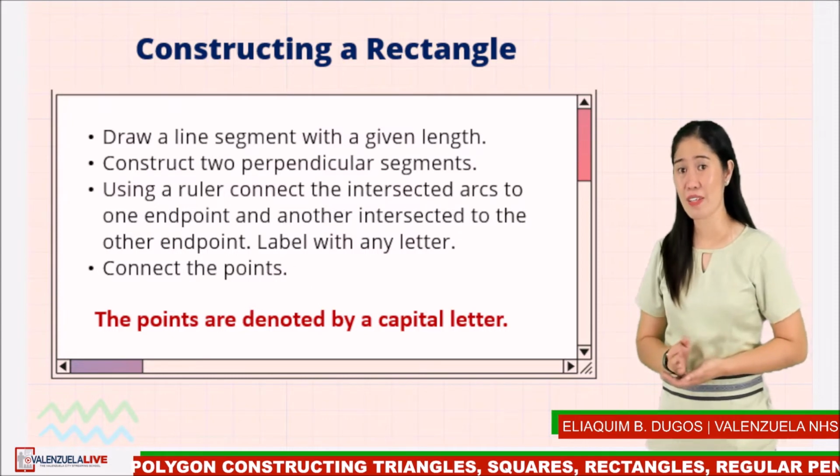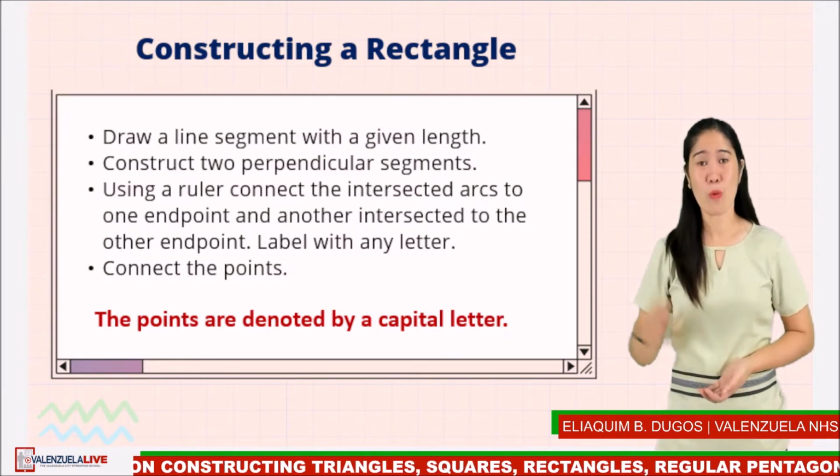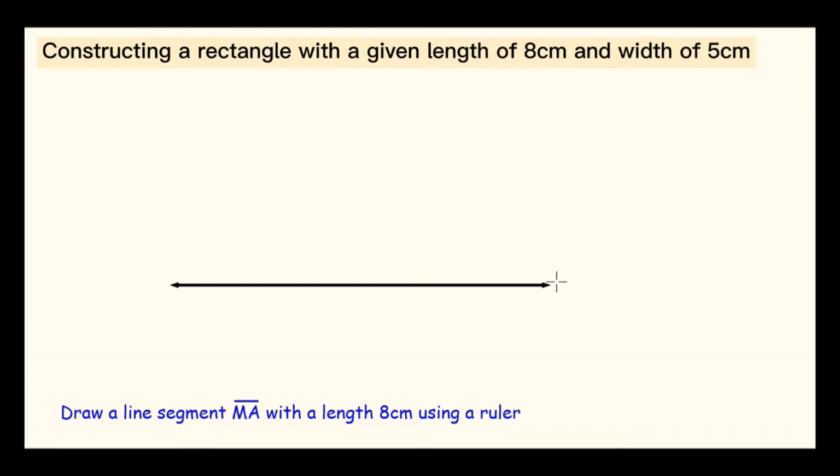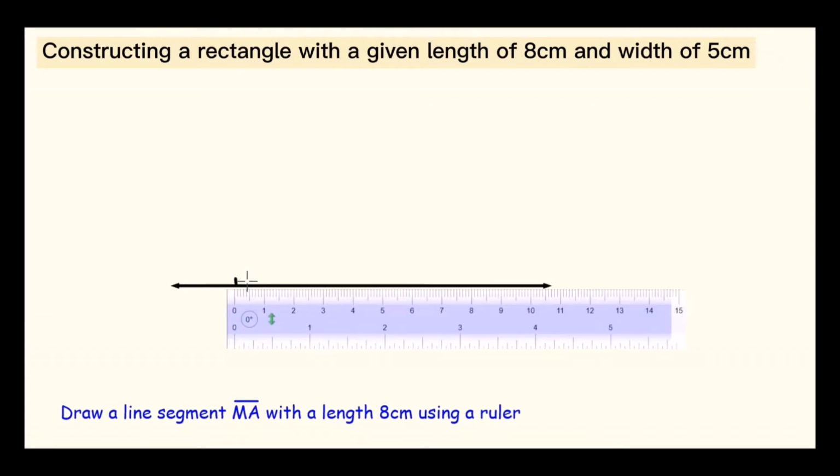Let us construct now. Watch this. Constructing a rectangle with a length of 8 cm and width of 5 cm. Draw a line segment MA with a length of 8 cm using a ruler.